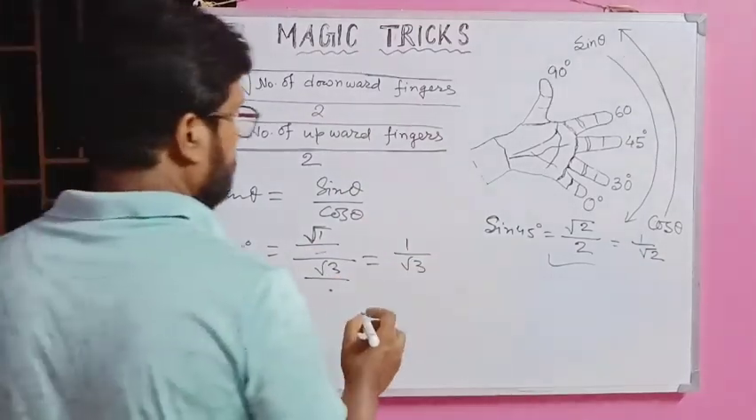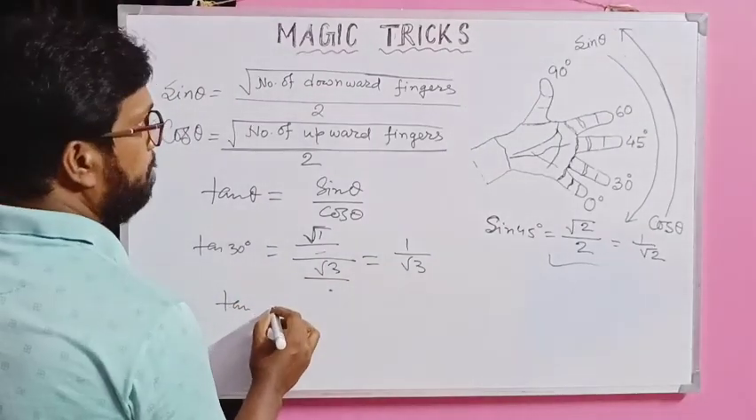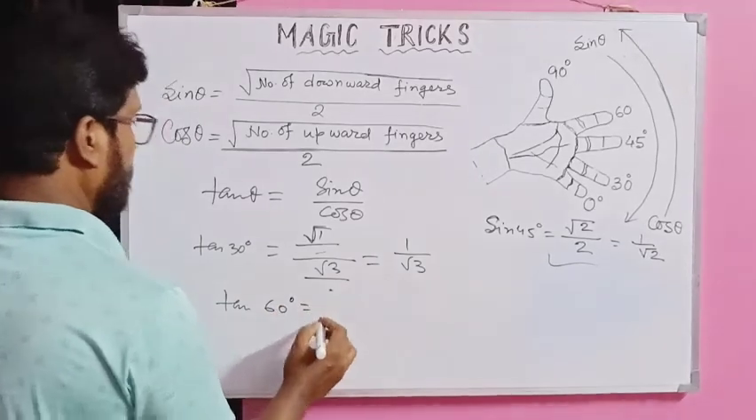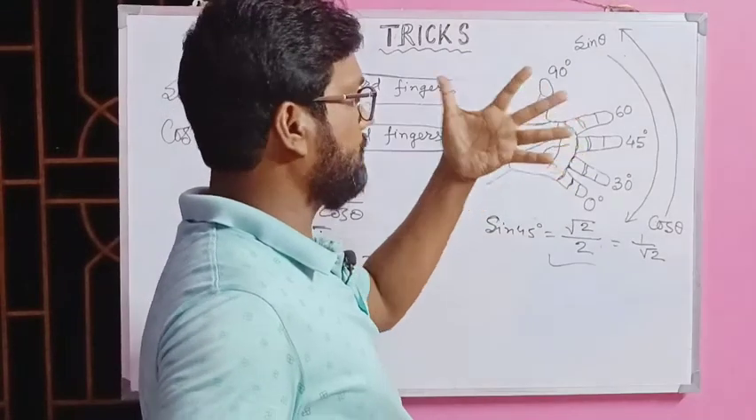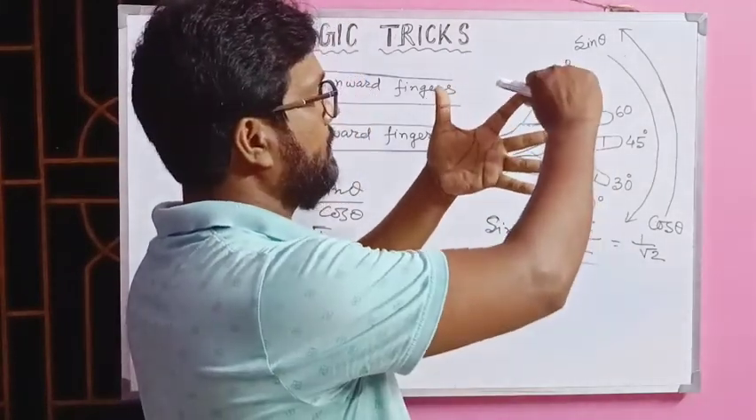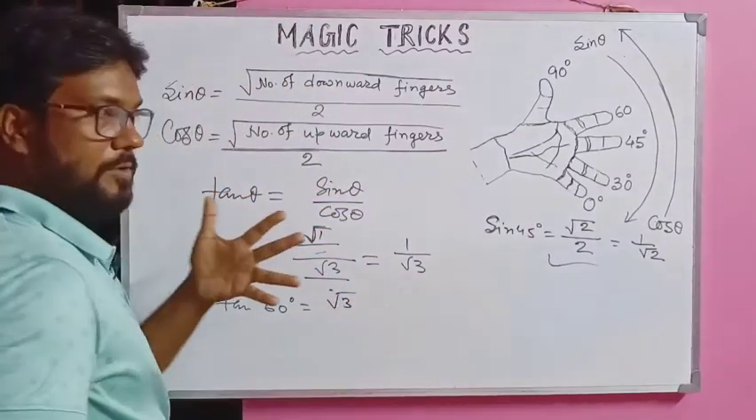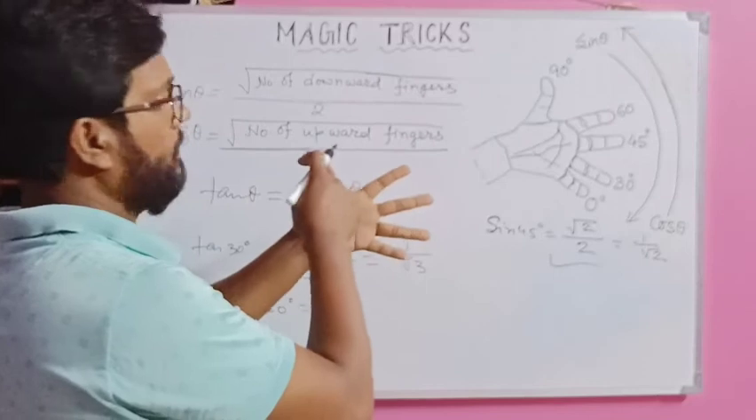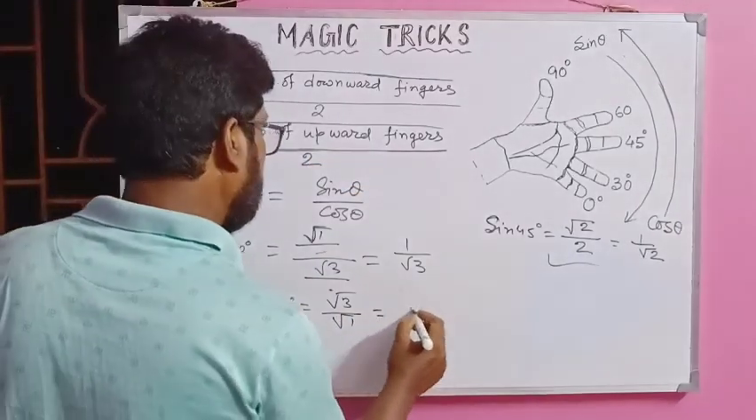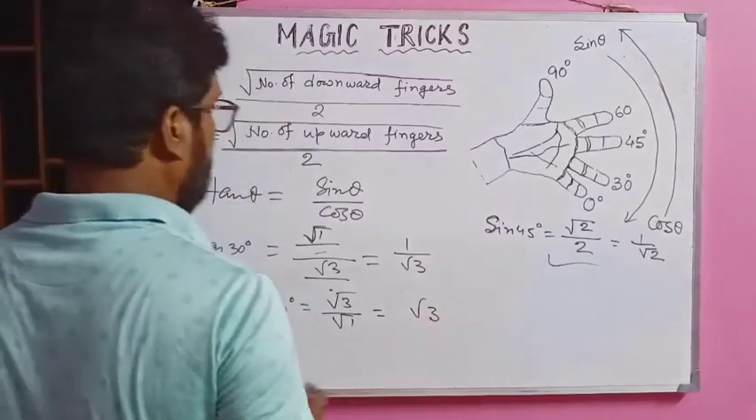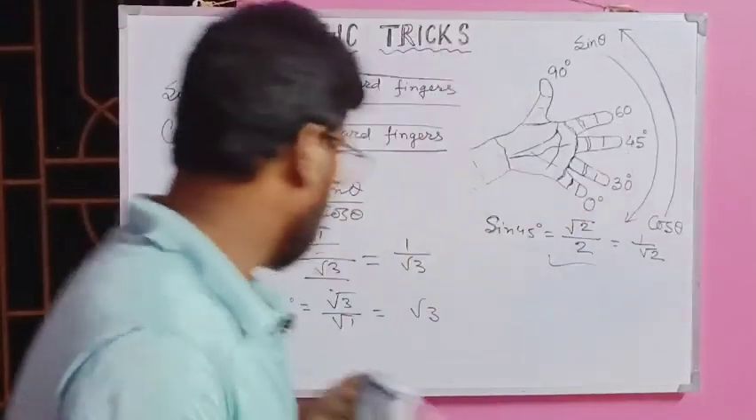Simple, let us consider the value of tan 60 degree. Here is 60 degree, we have to put our left hand just like this. Here is 60 degree, 3 fingers are left in downward direction, therefore we write root 3, and there is 1 finger left in upward direction, we write root 1. So it equals root 3 only. In this way we calculate every value of tan theta.